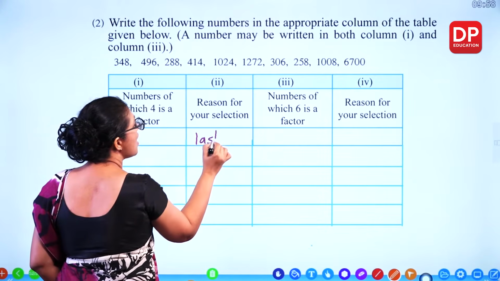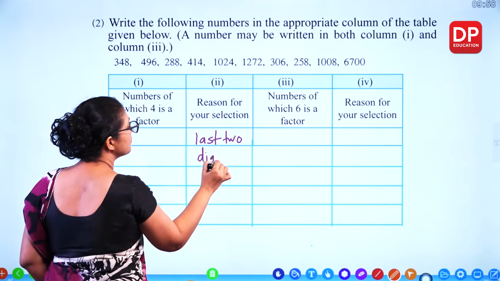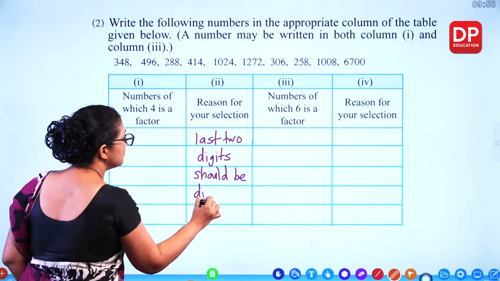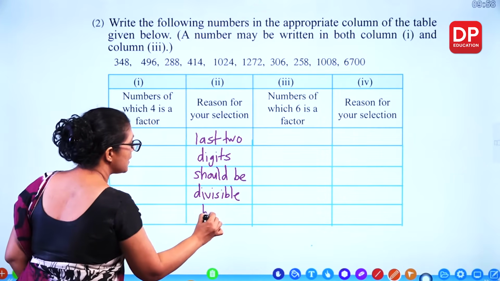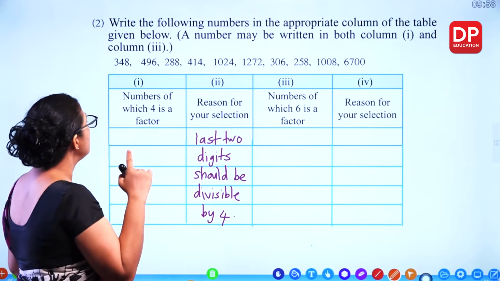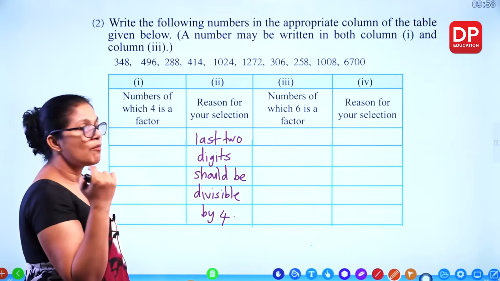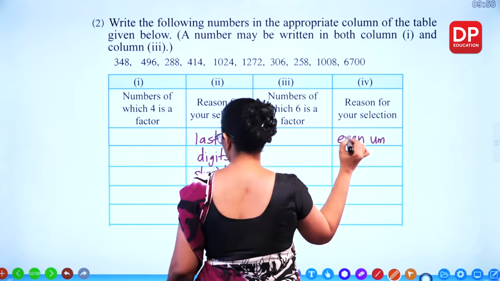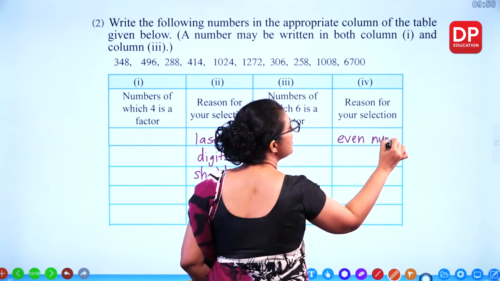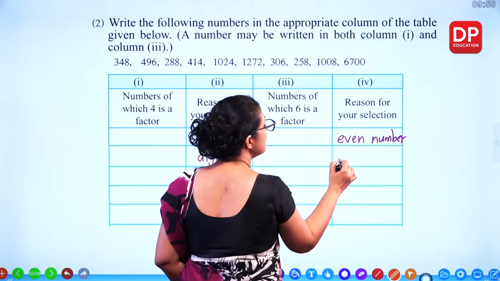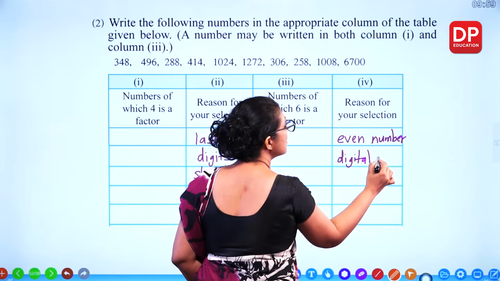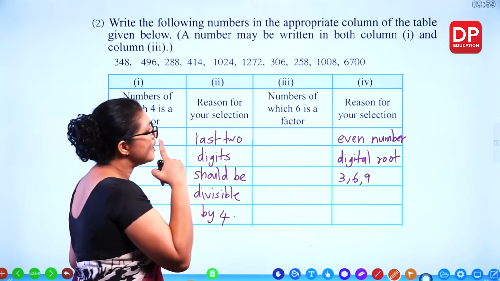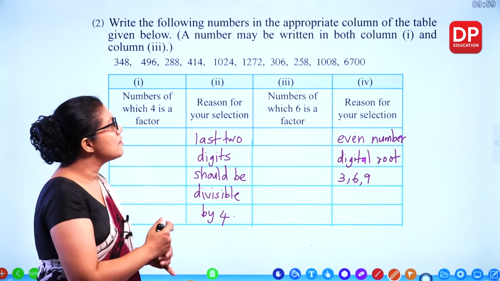So what's the reason to identify it's a factor of 4? Last two digits should be divisible by 4. That's the condition for divisibility of 4. What about 6? Reason is it should be an even number and the digital root should be 3, 6, 9. If it satisfies, we can say this is divisible by 6.